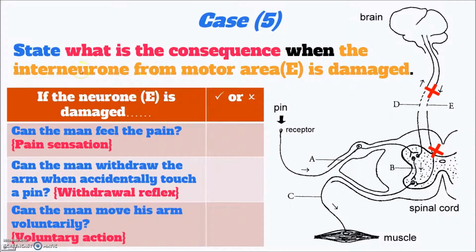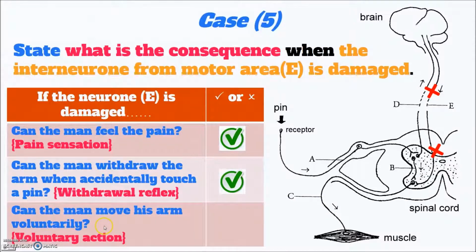So for case 5, the interneuron from the motor area to the spinal cord is damaged. The point is, can he feel the pain? Of course yes, because A and then D, these two neurons are intact. And can the man withdraw his arm by the reflex action? Of course yes, because for ABC, the reflex arc is complete.